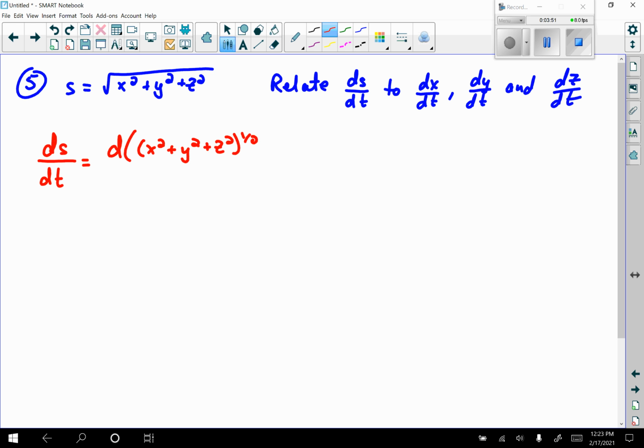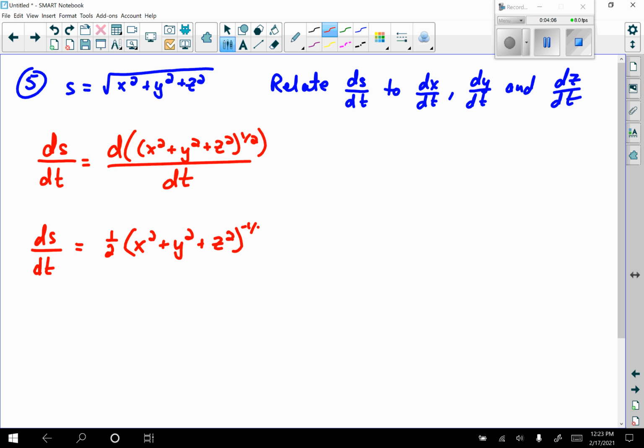to the 1/2 power. So now I will have ds over dt is going to equal the chain rule first, 1/2 times this quantity to the negative 1/2. Then when I go to multiply by the derivative of the inside stuff, that's where dx over dt, dy over dt, dz over dt are going to show up. So we're going to have 2x times dx over dt plus 2y times dy over dt plus 2z times dz over dt.